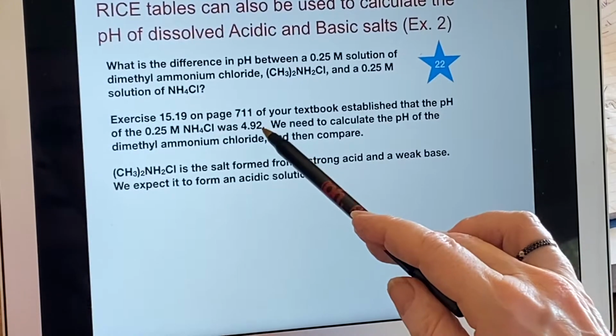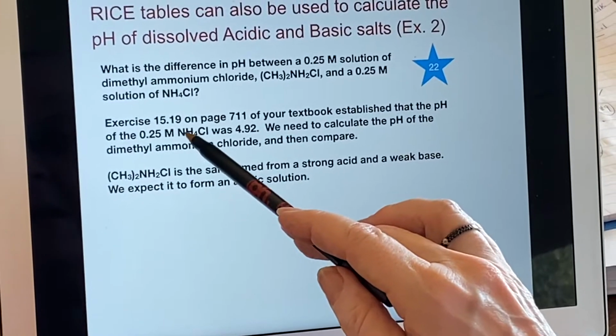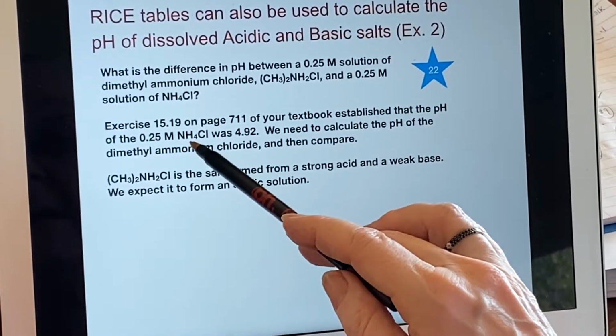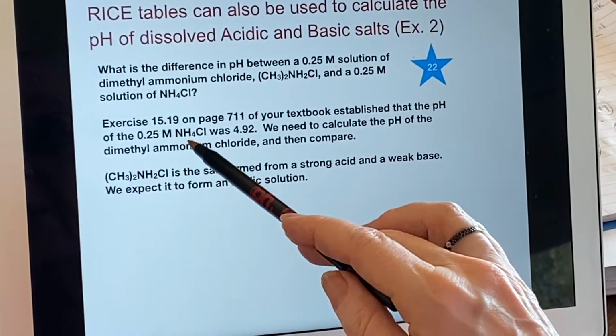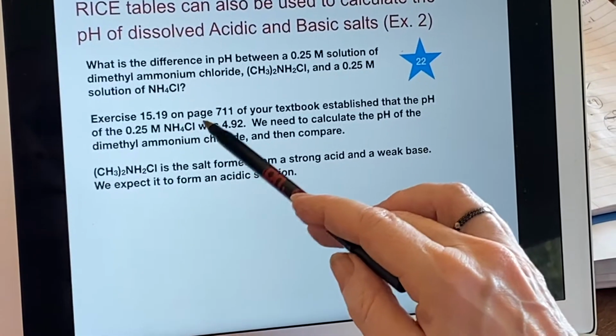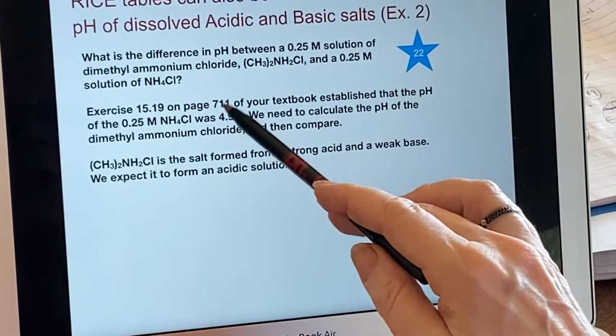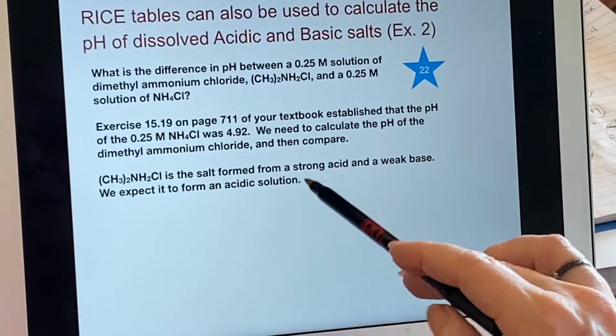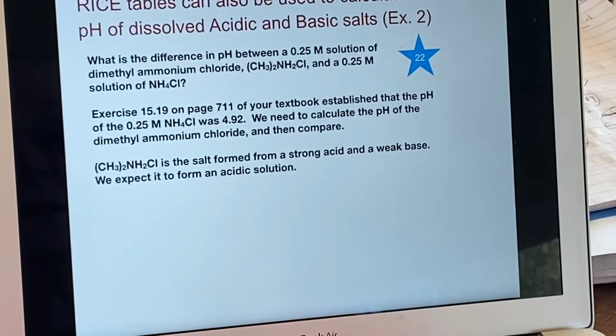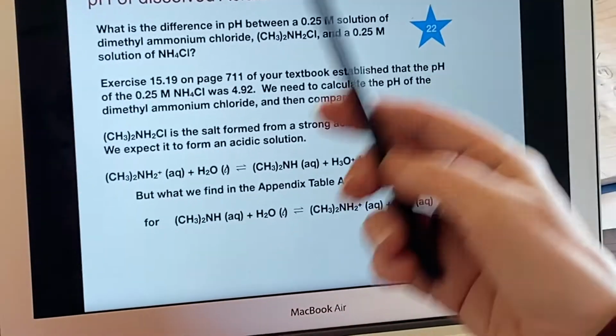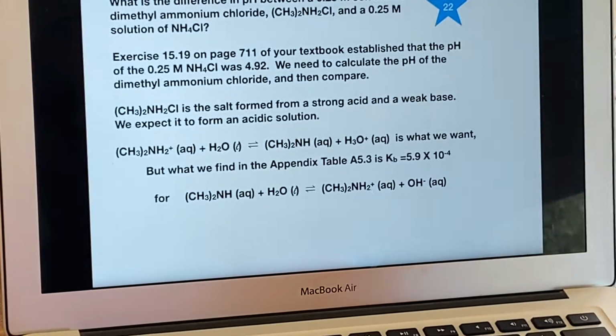This was also acidic for the same reasons. The NH4, the ammonium ion, came from ammonia, which is a weak base, and the chloride ion came from HCl, which is a strong acid. So we had something acidic here as well. We're expecting an acidic solution for this second one as well. Well, what the heck should it look like?